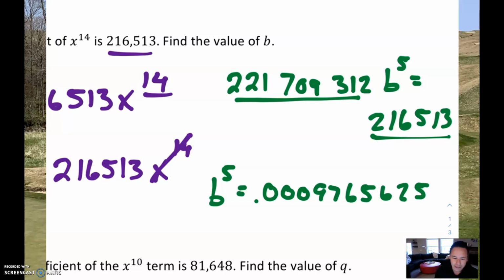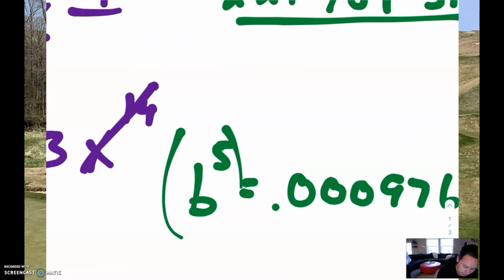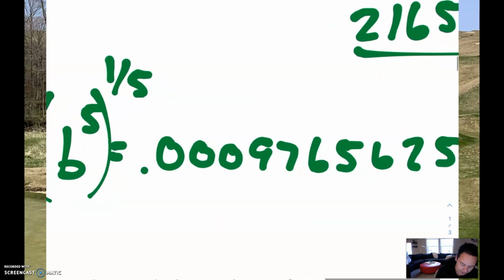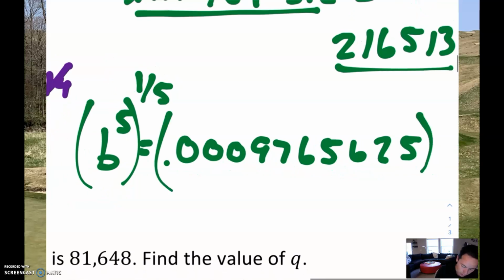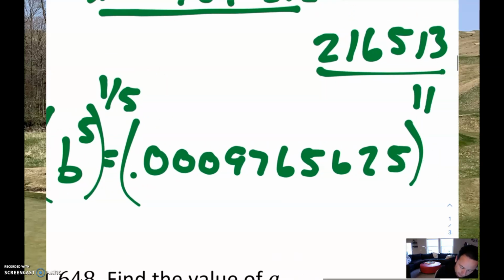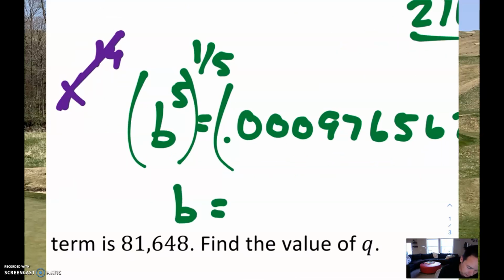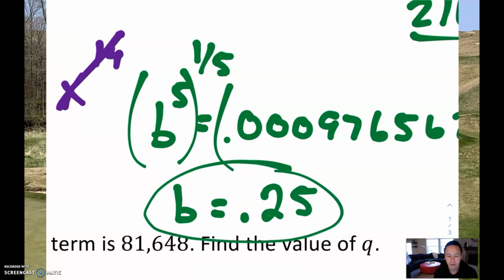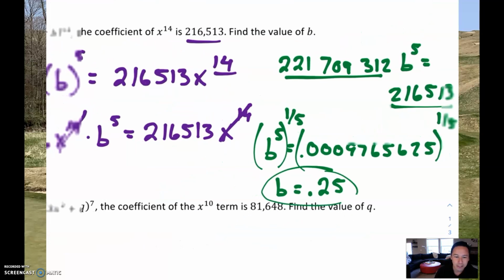And here's the very, very last step. To get rid of that 5th power, hopefully you remember, we raise it to the 1/5 power, and we're going to raise this one to the 1/5 power too. If you do that, you end up with b equals 0.25. It would be 1/4. So there's your value of b. There's no rule that says b has to be a whole number. It could be a fraction too. So we just found that b was 0.25.